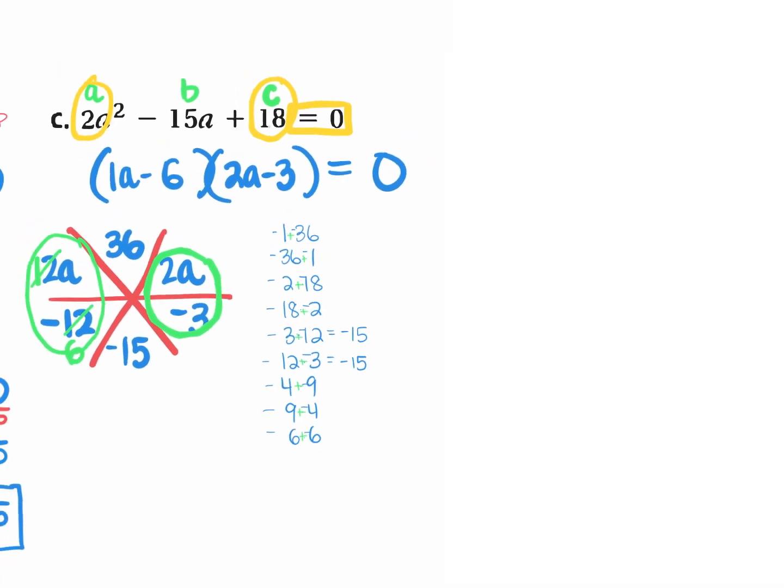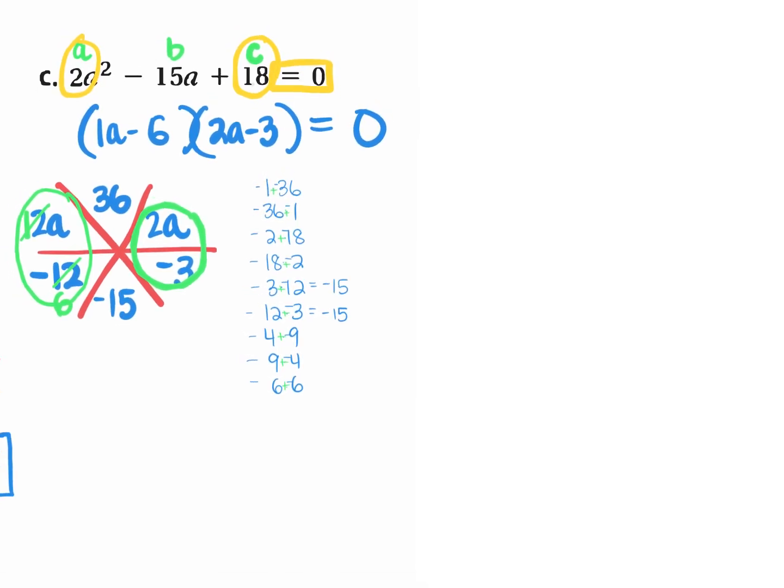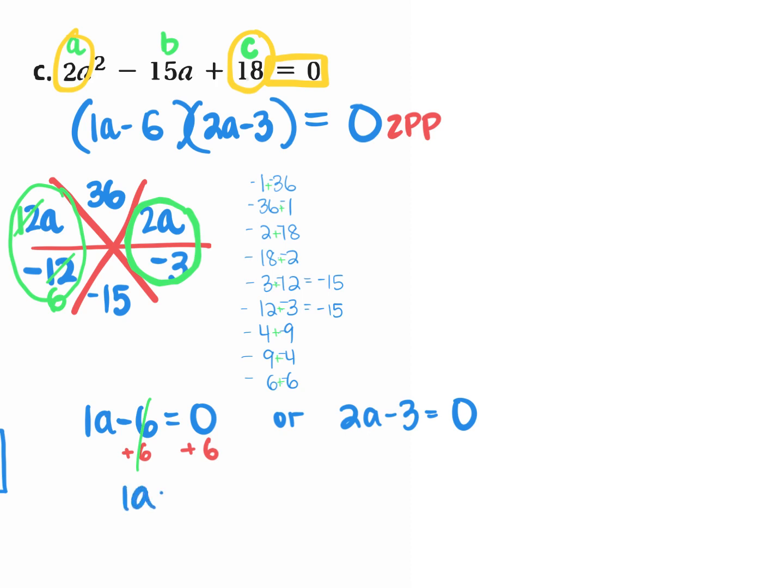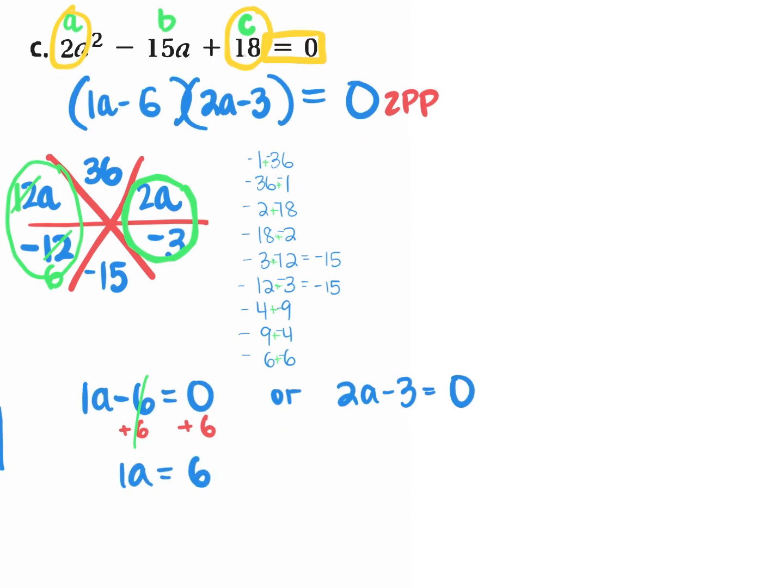All right, well, that was the hard part. That was the hard work, getting those factors. Now that I have those factors, I can use the zero product property, the ZPP. I can take 1a minus 6 and set it equal to 0, or I can take 2a minus 3 and set that one equal to 0. Then we're pretty much in the home stretch. We add 6 to both sides. We reduce. That gives me 1a equals 6. And if 1a equals 6, then a equals 6 is the solution.